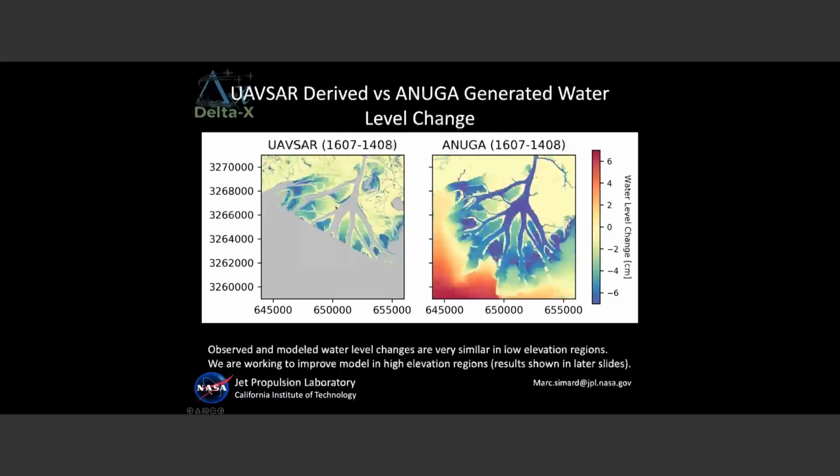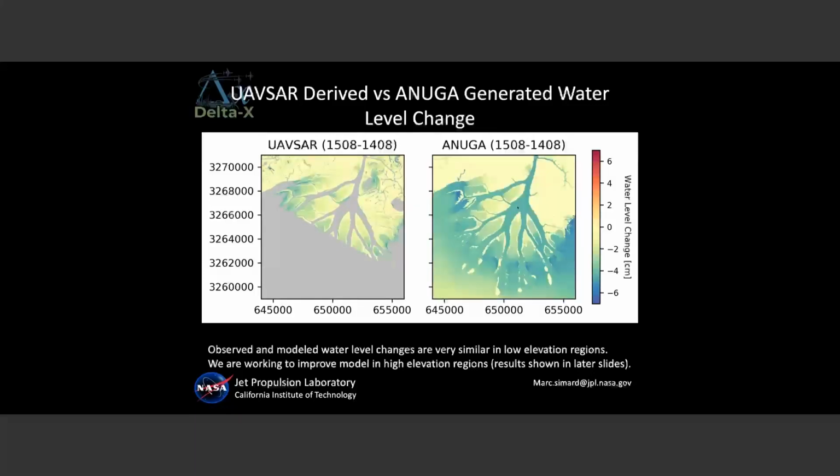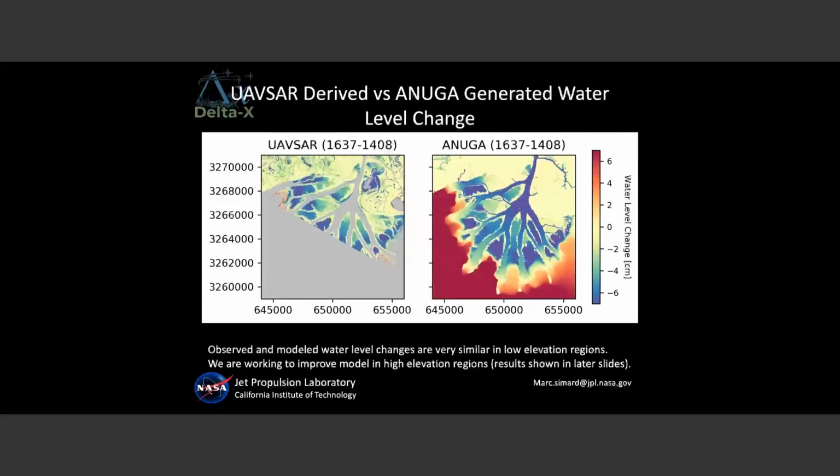So the UAVSAR keeps the model real because the UAVSAR is an observation of water level change. So if using the UAVSAR measurements, we can do 2 things. We can modify the friction coefficient and or bathymetry. Bathymetry is the main control here. So we can actually dig the channels.